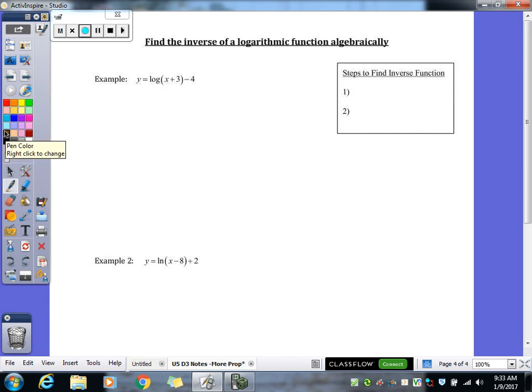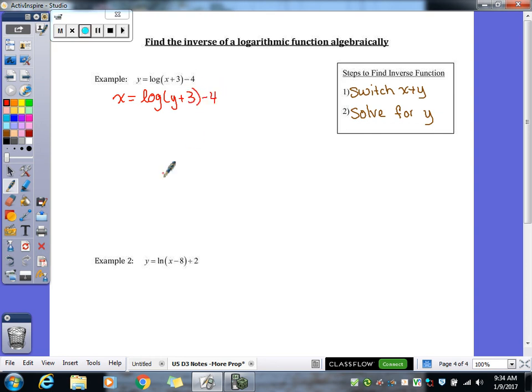Okay, next step, finding the inverse. Finding the inverse is exactly what we've done before. You want to switch your x and y, and then solve for y. Nothing new here. So I'm going to switch my x and my y. So instead of y equals, I'm going to have x equals log of y plus 3, minus 4. So I'm going to add my 4 over. x plus 4 equals log of y plus 3.